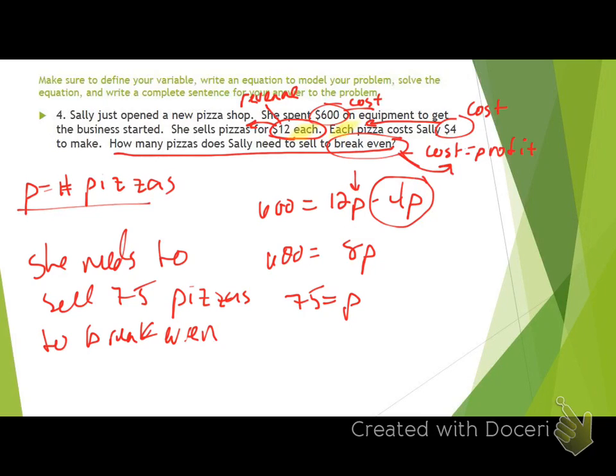Now, you could have looked at it as $600 for the equipment and then an additional cost of $4 per pizza, and that would have to be equal to the revenue of $12 per pizza, and set it up that way. That would be perfectly fine. To solve this, you would have eventually had to subtract 4p from both sides and gotten to the same place, right? So anyway, either way, you're going to get 75 pizzas. So it takes her 75 pizzas to break even. All right?